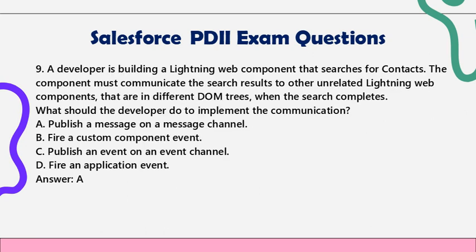9. A developer is building a Lightning Web Component that searches for contacts. The component must communicate the search results to other unrelated Lightning Web Components that are in different DOM trees when the search completes. What should the developer do to implement the communication? A. Publish a message on a message channel. B. Fire a custom component event. C. Publish an event on an event channel. D. Fire an application event. Answer: A.